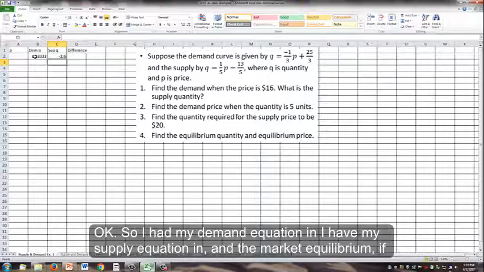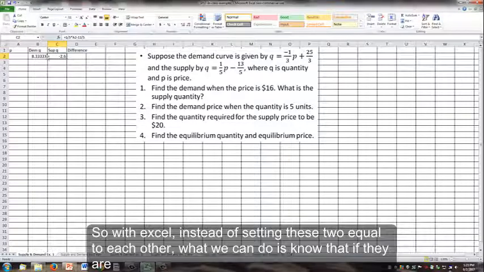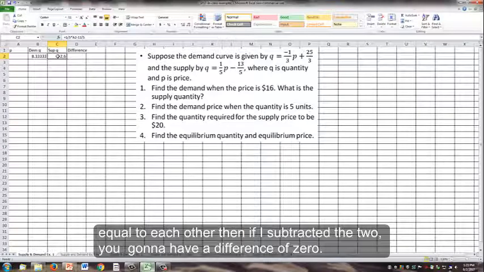Okay, so I have my demand equation in, I have my supply equation in, and the market equilibrium, if you'll remember, is when these two equal each other. So with Excel, instead of setting these two equal to each other, what we can do is know that if they are equal to each other, then if I subtract the two, you're going to have a difference of 0.